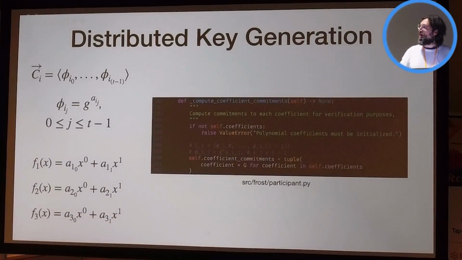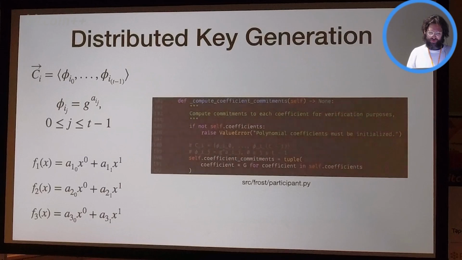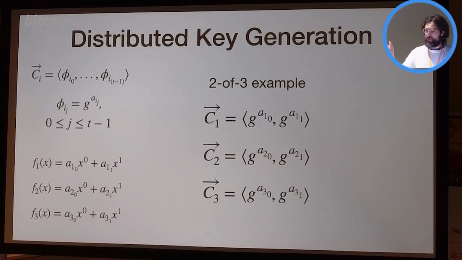So we can see this in code. We iterate over our coefficients, and we multiply each one by G, and we have our coefficient commitments. So the first participant gets this vector, the second, the third, and so on. They each have these committed forms of their coefficients.